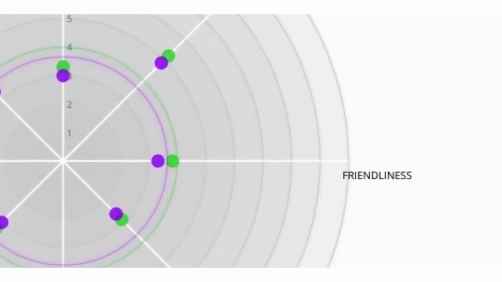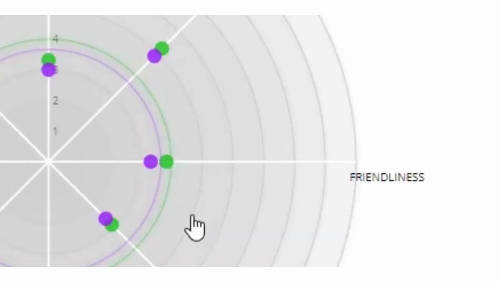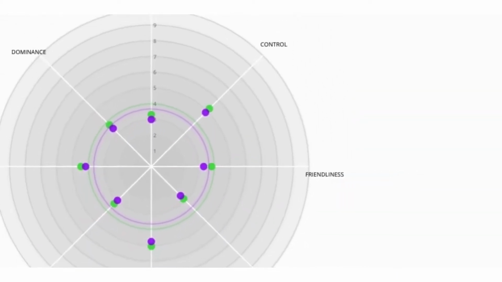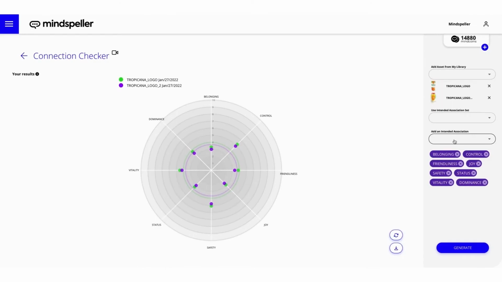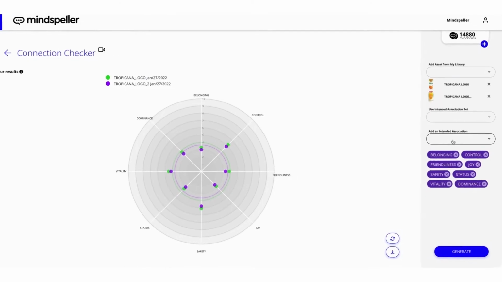Differences in scores in excess of 0.2 on this scale represent a statistically meaningful difference in mental connection, or, again, the extent to which people think of the two different brand assets in the same context of your intended association.